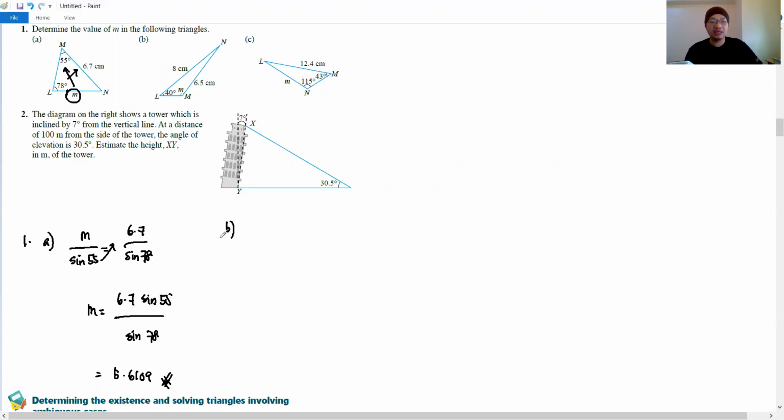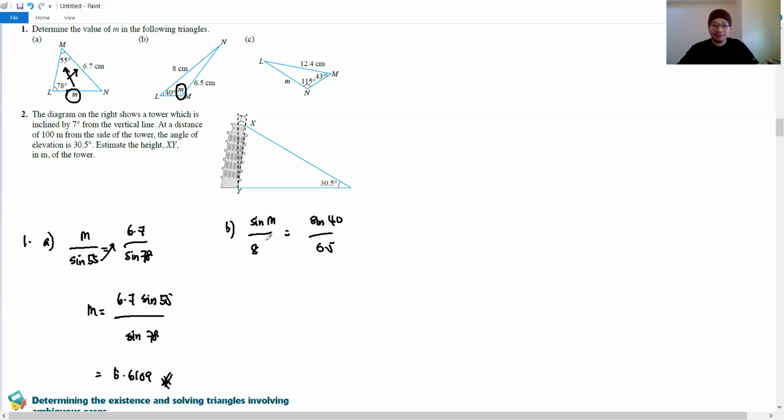Okay, B. Let's do B together. Guys, we want to find M, this is our M here. M is paired with 8, and 40 degrees is paired with 6.5. They are opposite each other, right? Since we want to find the angle M, it will be sine M over 8 equals sine 40 over 6.5.